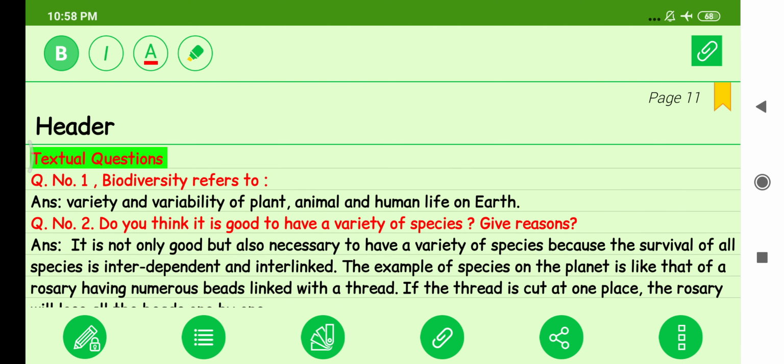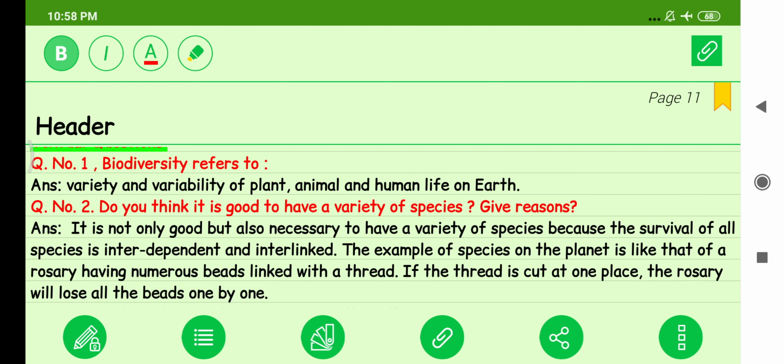Next you have textual questions. First question is biodiversity refers to, you know it, I will not repeat it. Question number 2 is, do you think it is good to have a variety of species? Give reason. Yeah, it is good to have variety of species, because all species are interdependent and interlinked, because the survival of all species is interdependent and interlinked. If you want to note down these answers, you can pause the video.